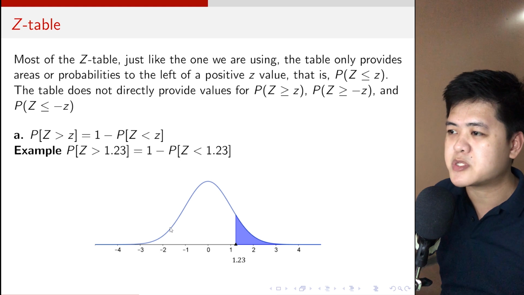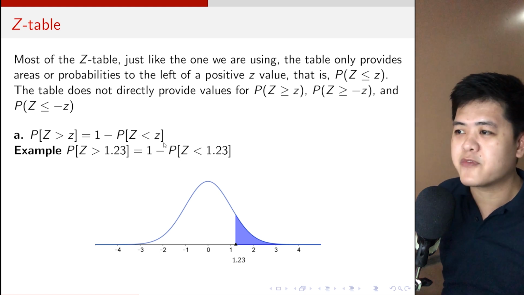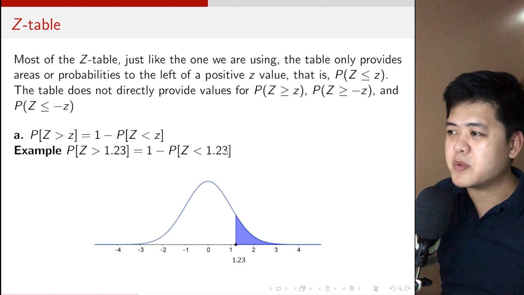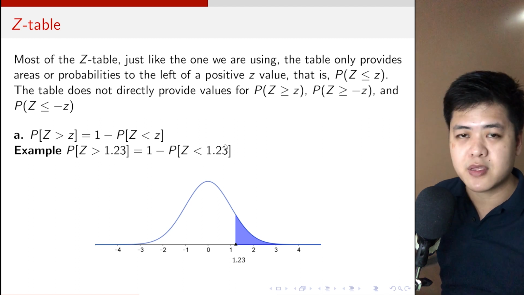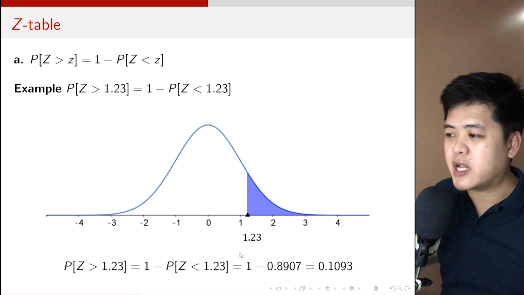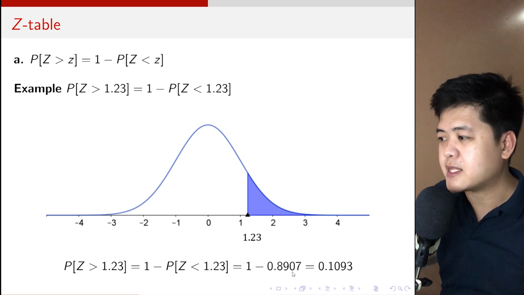So, all you have to do is to subtract the value of z to the left of that z value from 1. So, in this case, for example, if we want to get the probability that z is greater than 1.23, kunin mo na lang yung area to the left of 1.23 and subtract it from 1. So, in this case, the answer is, to the left of 1.23, it's 0.8907.